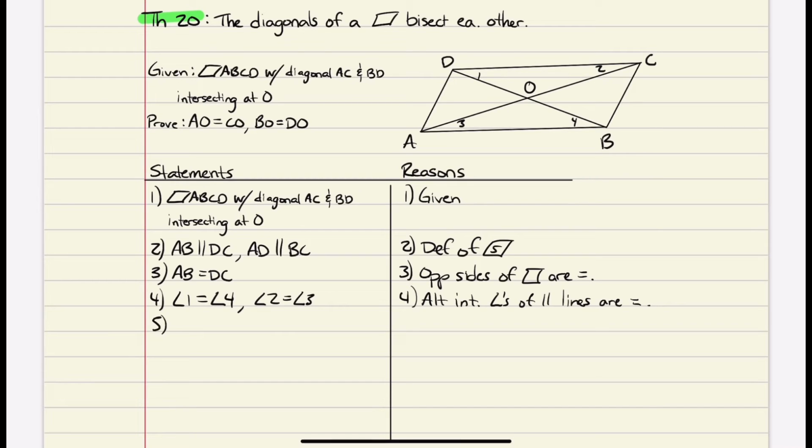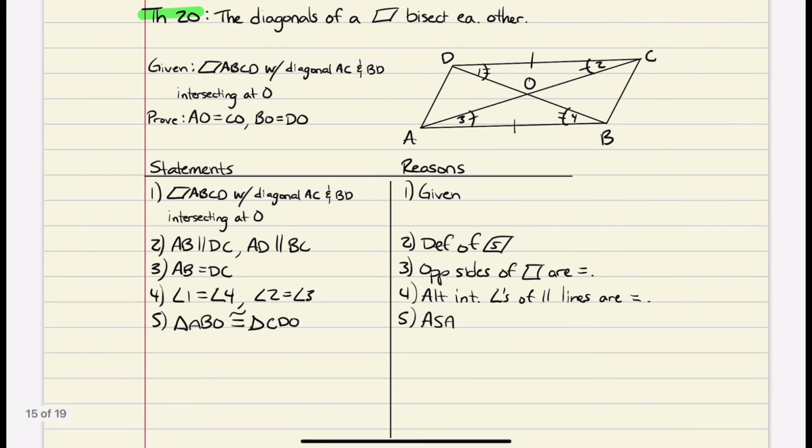Number 5, we can now state that triangle ABO is congruent to triangle CDO by angle, side, angle. Let's look at what we stated. We've stated that AB is equal to DC. We've stated that angle 3 is equal to angle 2, and angle 1 is equal to angle 4. And so you can see angle, side, angle, respectively, to this triangle here. So both of these triangles are congruent.